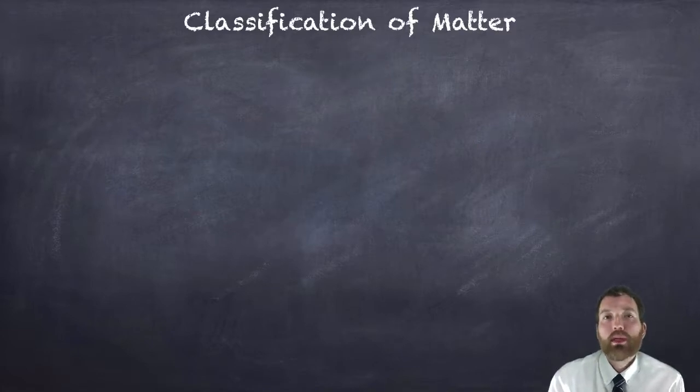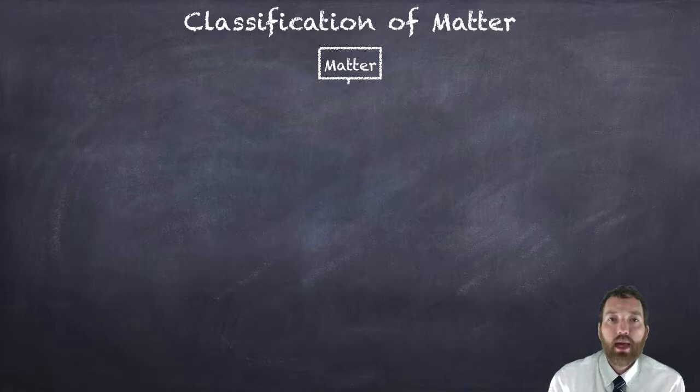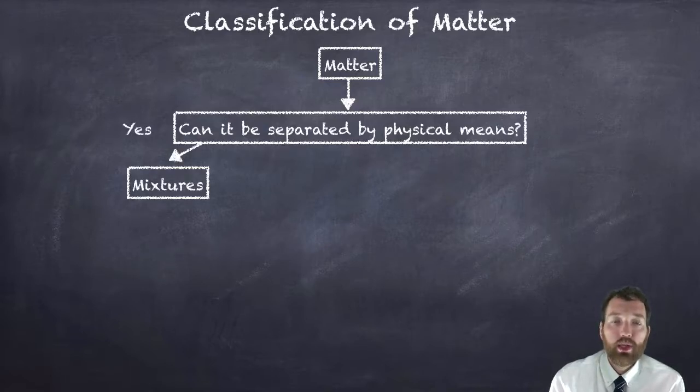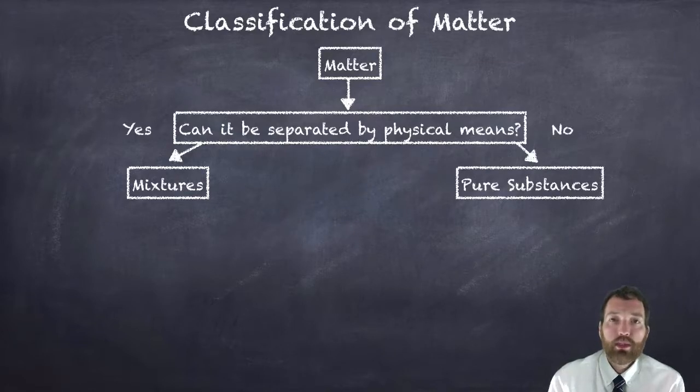Okay, next what we're going to look at is a little flow chart that you should have in your head whenever you're trying to classify matter as what type of matter it is. So if I have matter and I ask myself the question, can it be separated by physical means? The answer is yes, it's a mixture. You could separate it by something like filtration or chromatography or distillation like we talked about in the previous video. If the answer is no, I have a pure substance. If it's just one type of thing and I can't separate it, it is a pure substance.